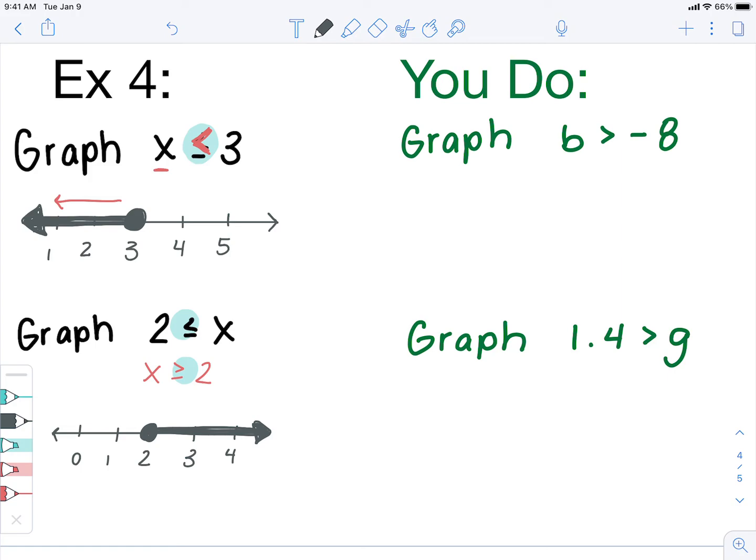I'm confused, the signs are the same and this one's going this way. Right, the signs are the same, but see how the x's are on different sides? So I always put the x first. If the x comes first, whatever way the arrow is pointing, the line is done. So for this one, I had to rewrite it first and flip it all around. I wrote the x first, and because I flipped the x over here, I had to flip the sign to face the other way.